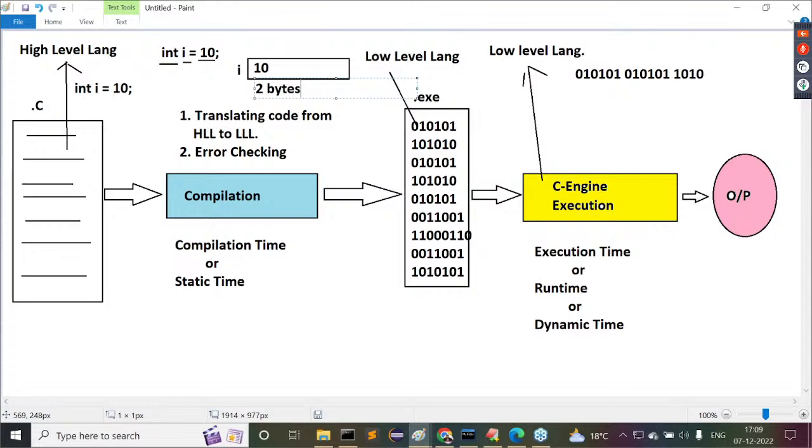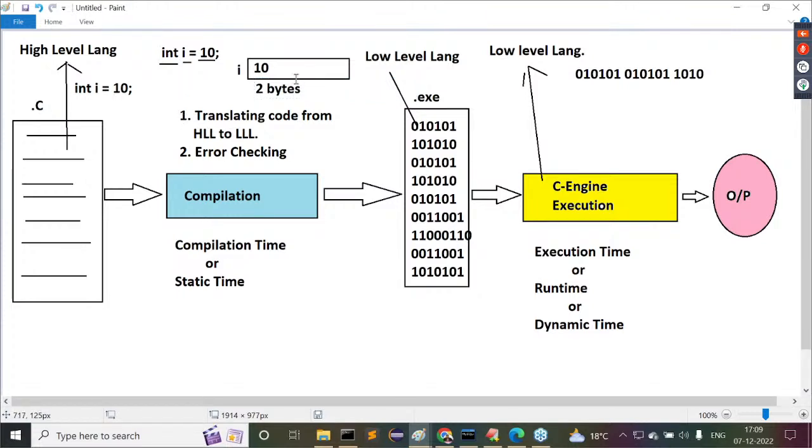Guys, all of you are getting clarity on these points now? Right, sir. 2 bytes of memory is allocated for the i variable in the memory. So memory allocation is required. Got my point or not? Okay. Listen, one more point I'm telling you.